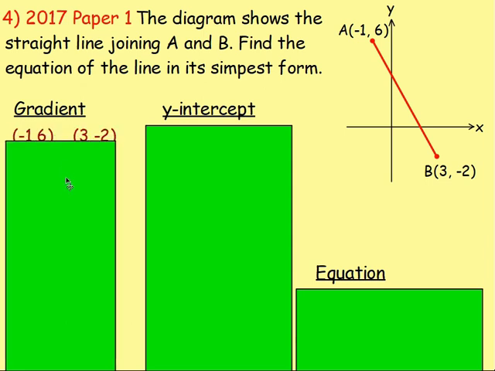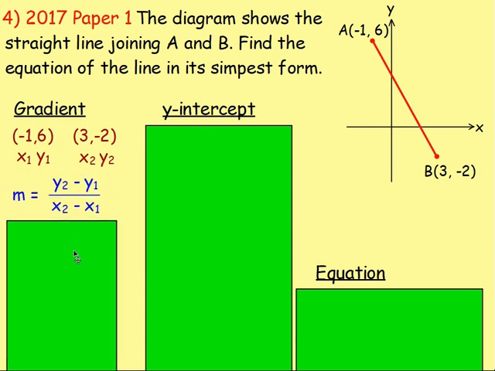So to get the gradient, we need to think about the two points. We've got negative 1, 6, and 3, negative 2. Remember, at each point, you've got an x and y coordinate, it's alphabetical, so x and y. Call one of them point 1, so x1, y1, and one of them point 2, so x2, y2. The gradient equation is still y2 take y1 over x2 take away x1.